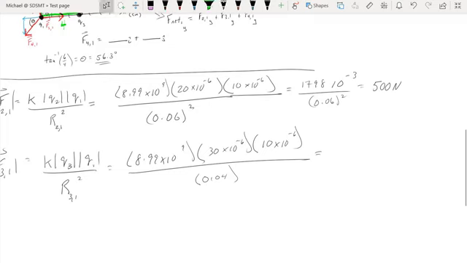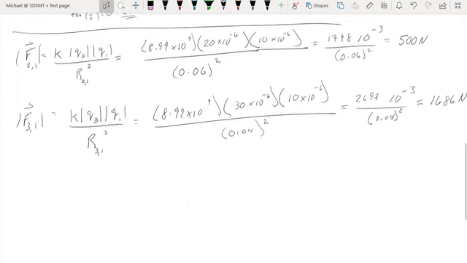Now we have exactly the same power terms here as what we did in the previous example right above. So we're still going to get 10 to the minus 3, but now we have 8.99 times 30 times 10, which is going to be 2697, all divided by 0.04 squared. Forgot the squared there. And our calculator is going to give us a value of approximately 1686 newtons.